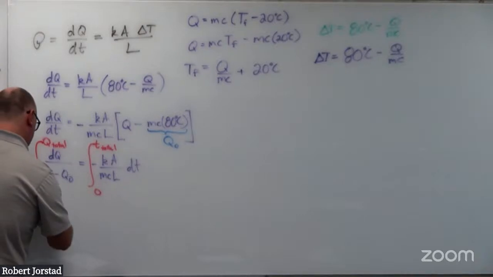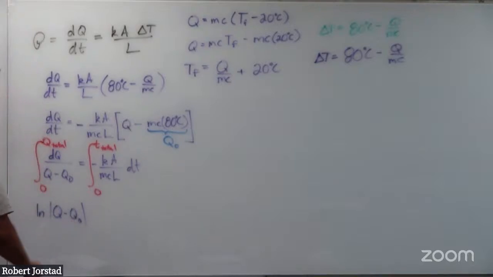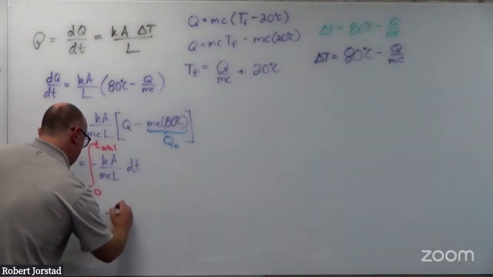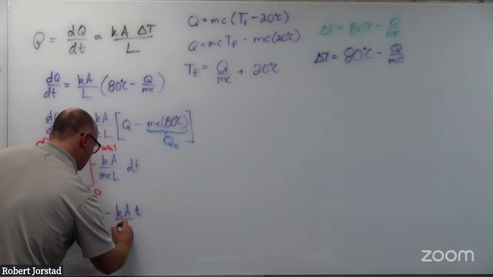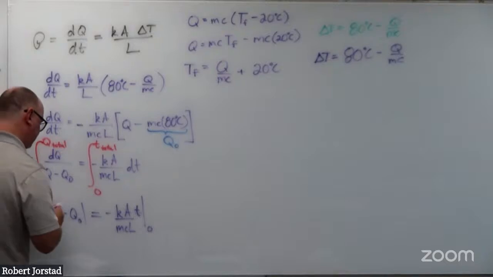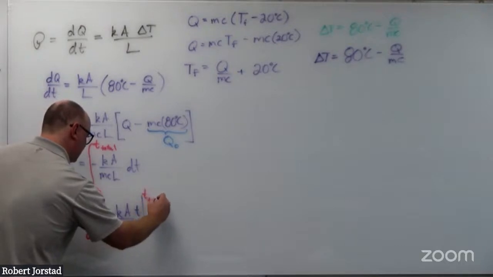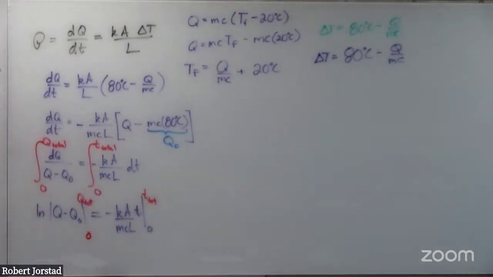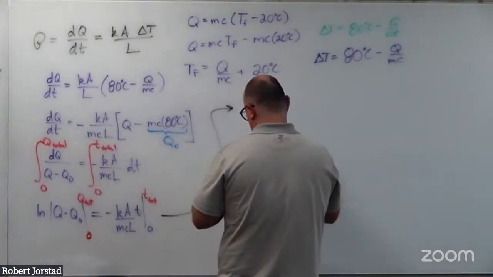This integral becomes natural logarithm of the absolute value of Q minus Q naught. That's going to be pretty critical. Remember that Q, we expect, is always less than Q naught. Equals negative kA. We'll call this t over mcL, evaluated at 0. Like that. If you want to just fast forward to the end, you can. I'm going to do this way.